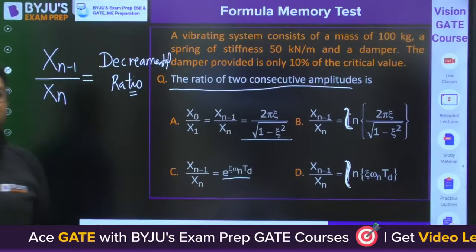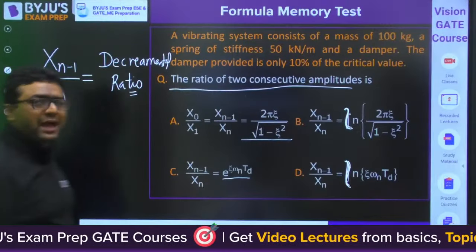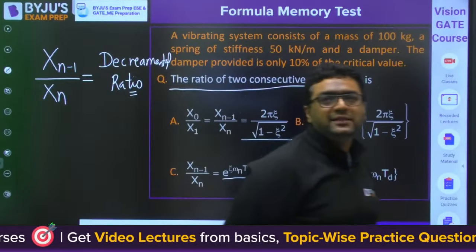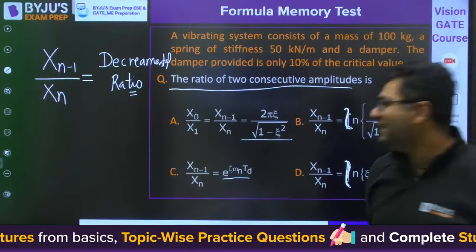Tell me, guys, what is the answer? And do like and share the session. So Akash is saying C, Papa Ka Ghoda is saying C. And C is the correct answer.